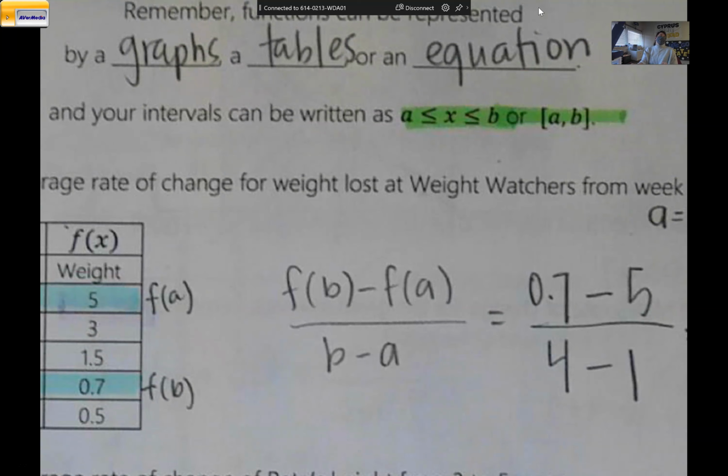What's our change in X? We started at 0, and when did we stop? 4 hours. So what goes in the bottom? 4. What does it simplify down to? 50 miles an hour.